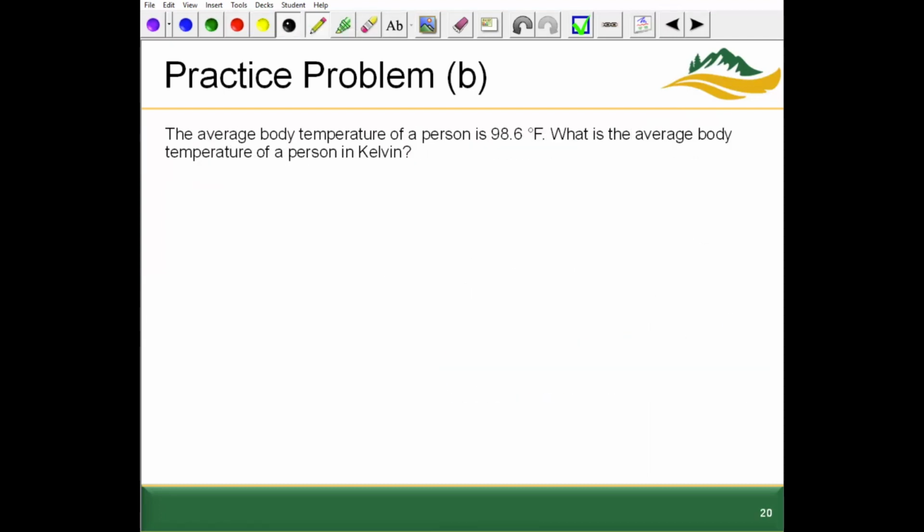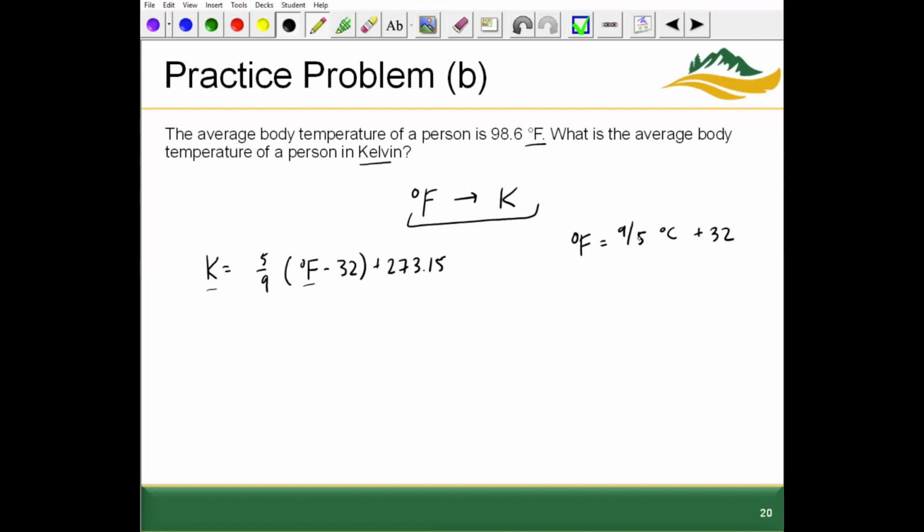For this next problem, we're asked to go from degrees Fahrenheit into Kelvin. Now there is a way to go straight from Fahrenheit to Kelvin, and I'll write that out for you. You can also go to Celsius first and then go to Kelvin. So this set of conversion factors here goes from Fahrenheit into Kelvin. Let's go ahead and go into Celsius first just to do it. So this is our conversion factor between Fahrenheit and Celsius, and here we have Fahrenheit, and we're going to end up solving for Celsius.